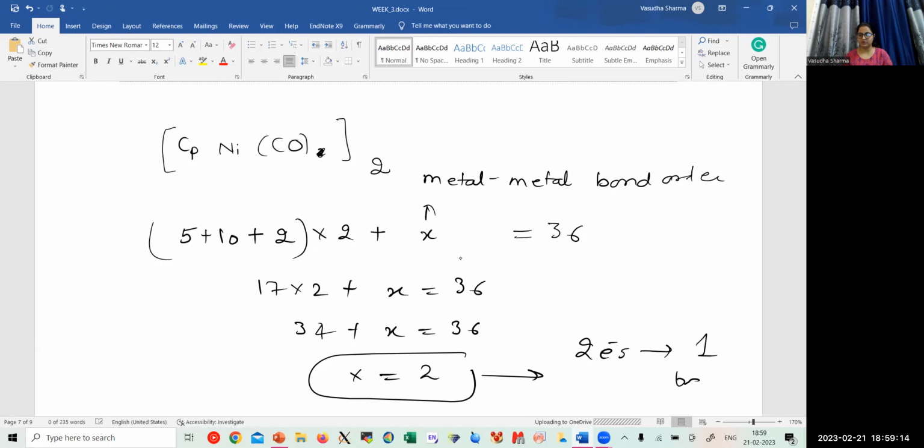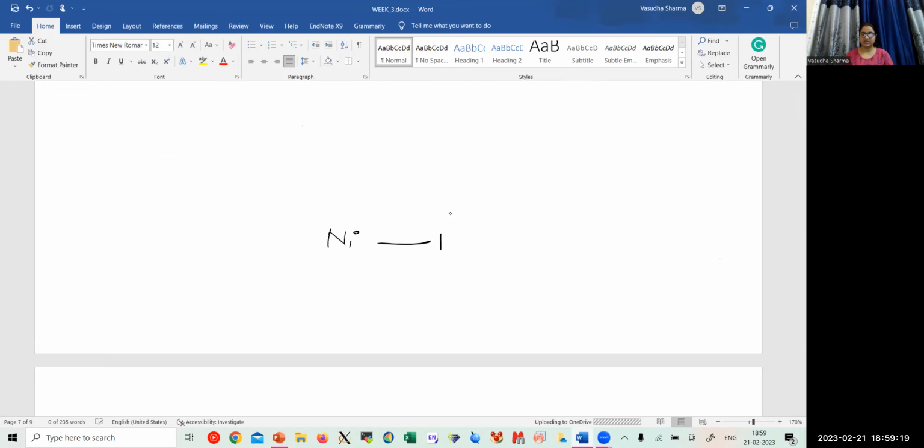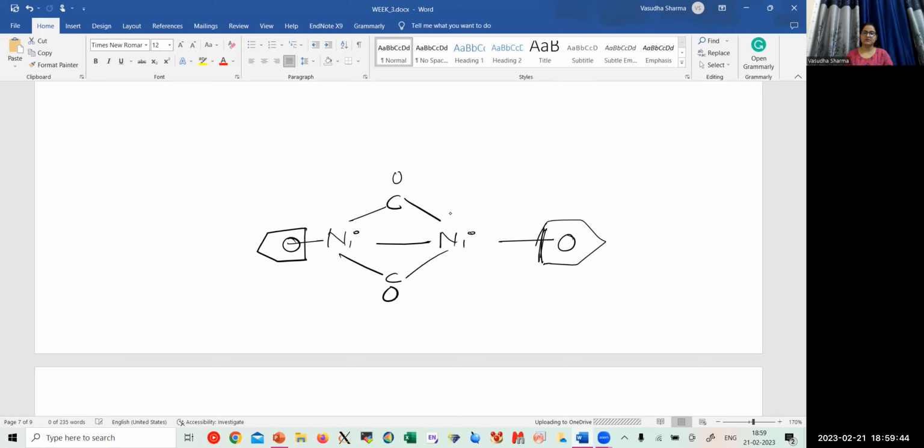Therefore, we got the structure as nickel binding with nickel, with one Cp on each. Since we are having two Cp, I'll draw them over here. So actually it exists as a bridging structure, where the carbonyl is giving one electron to each side. This will have one electron in each combination to nickel, and this is 10, and therefore it becomes a total combination of 18 electrons.